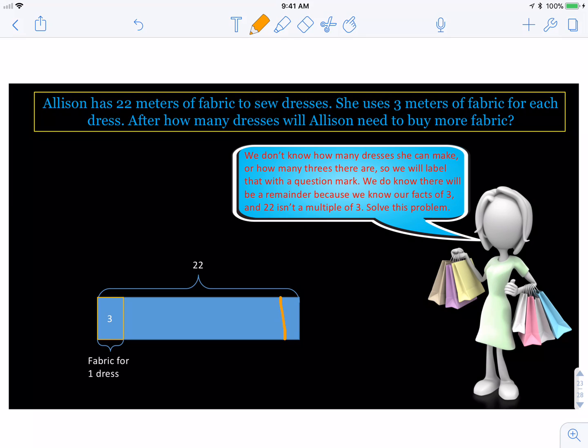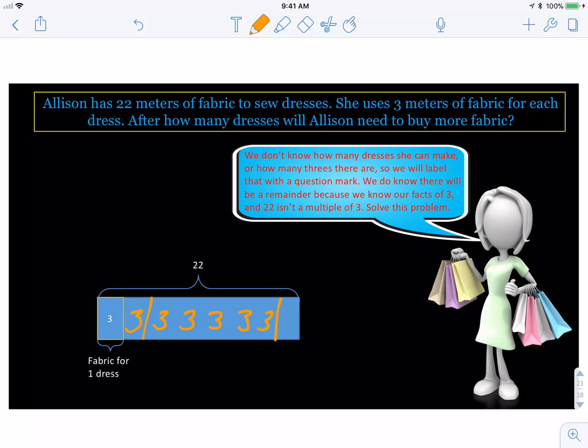Can we do this? 3, 6, 9, 12, 15, 18. I made these too big. Let's try this again. Let me make them smaller though. Get rid of this thing too. Okay, let's start this over again. 3, 6, 9, 12, 15, 18, 21, and then we know we have a remainder.